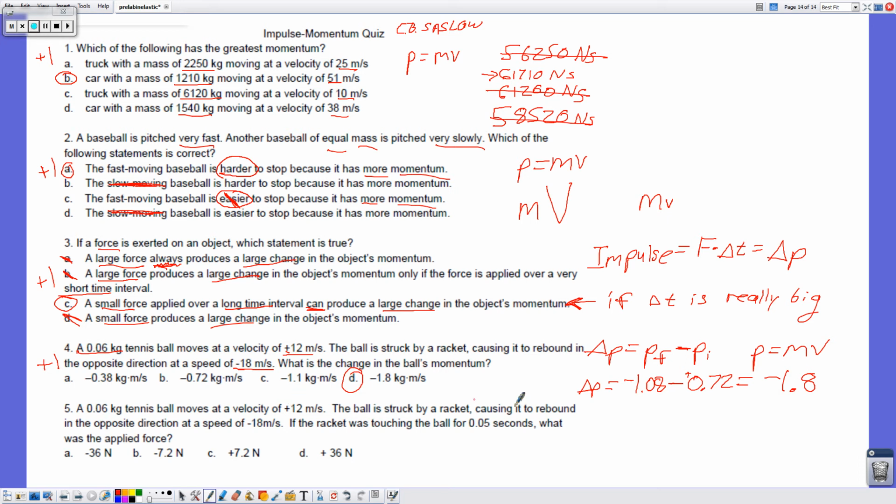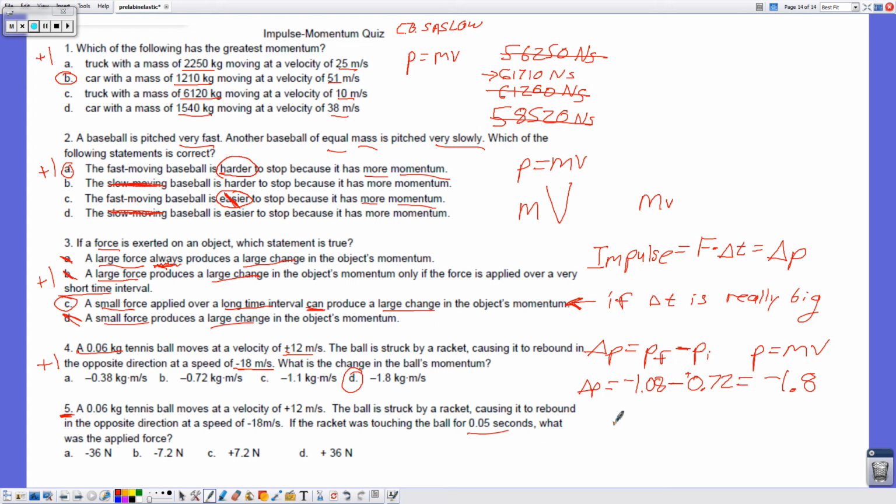All right, same situation. The racket is touching the ball for 0.05 seconds. What was the applied force? Interesting. Now, this one is hard, because if you didn't get 4 right, it's impossible to get 5 right. So this one is extra credit.